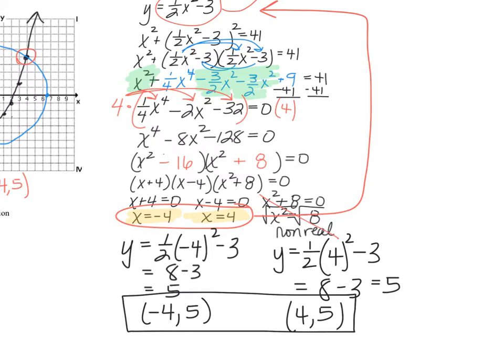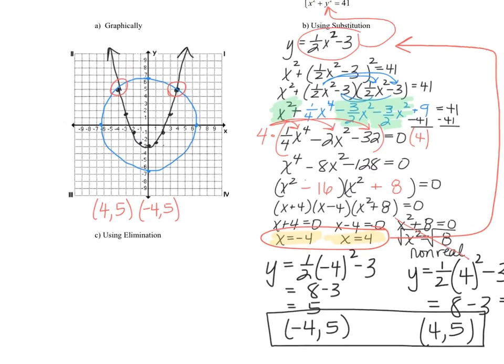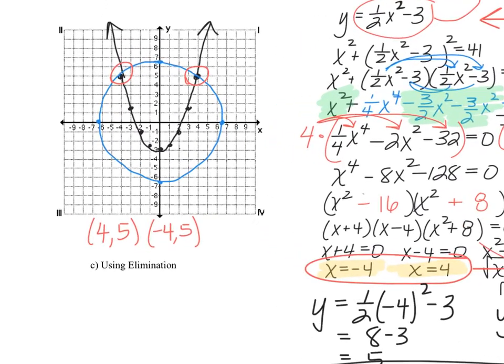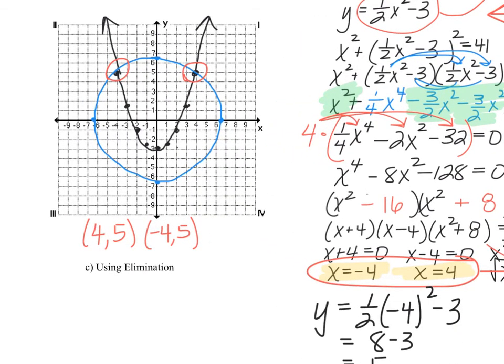Worth noting at this time that our graph wasn't too bad. So when we go back and take a look at our original graph, we were pretty spot on there with our intersection between the parabola and the circle.